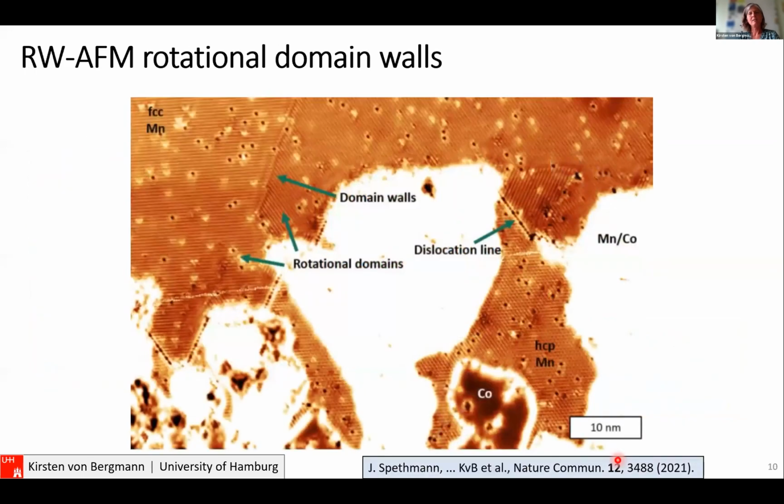Now, this is an overview of this manganese monolayer. So here in the HCP stacking, you find the 3Q state, then you have a structural dislocation line here, and go to the FCC stacking where you always see this rowwise antiferromagnetic state. And then you see that you have these boundaries here between the rotational domains. And this is something I would like to discuss in the following.